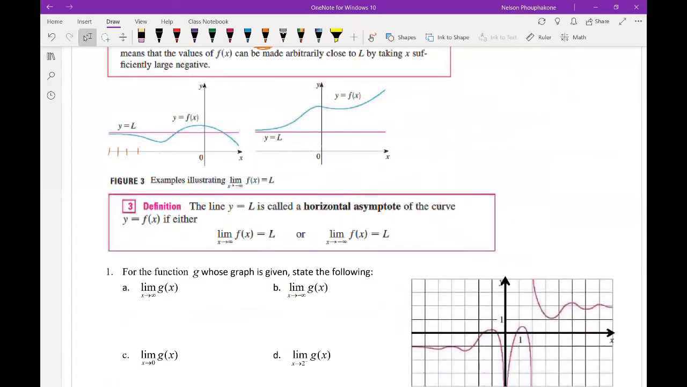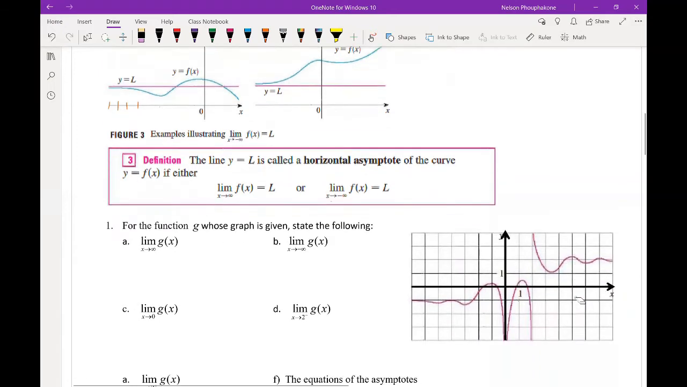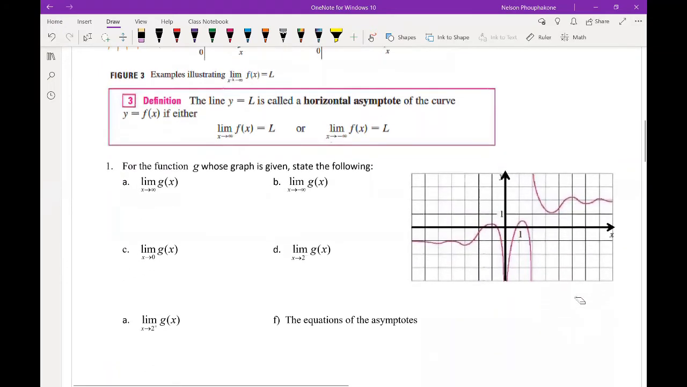Definition number 3 talks about this. The line y equal to L is called a horizontal asymptote of the curve y equal to f of x if either the limit as x approaches infinity of f of x equal to L, or the limit as x approaches negative infinity of f of x equal to L.